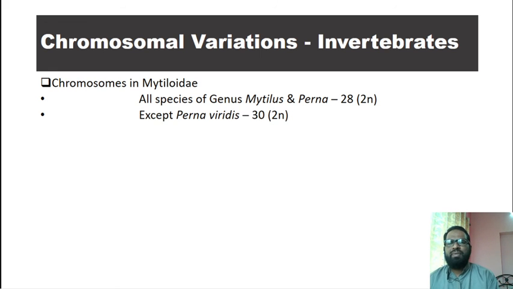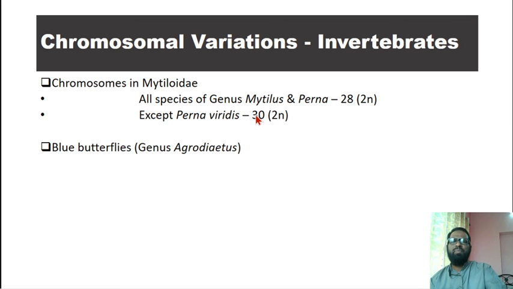But there is an exception. And what is that exception? The exception is Pyrna viridis. This is the only species belonging to the Pyrna genus that is very closely related to the Mytilus genus, and in this species the diploid number of chromosomes is 30, that is 2n is equal to 30. That is a very important chromosomal variation observed in invertebrates.